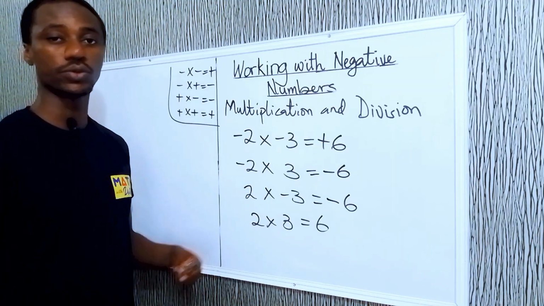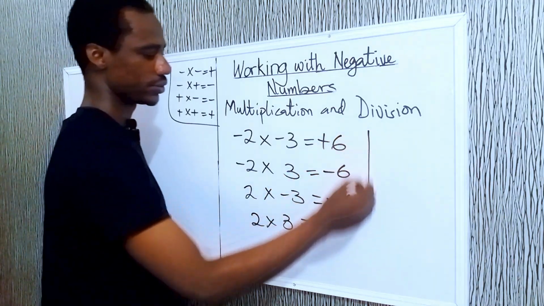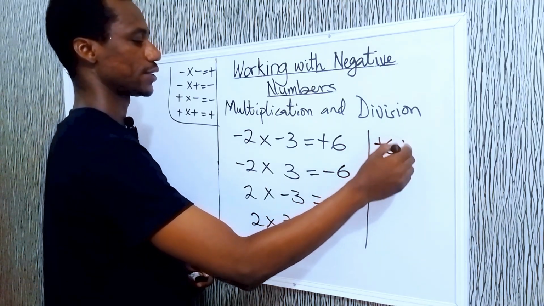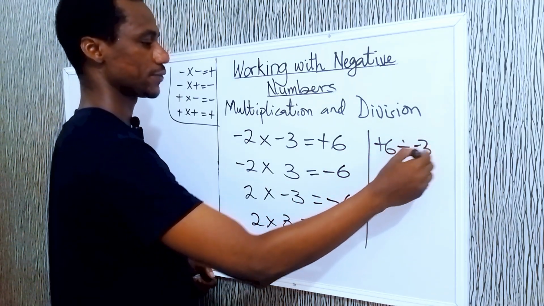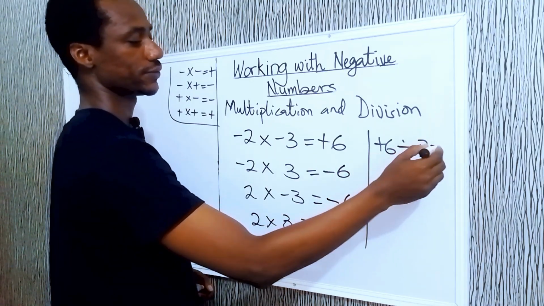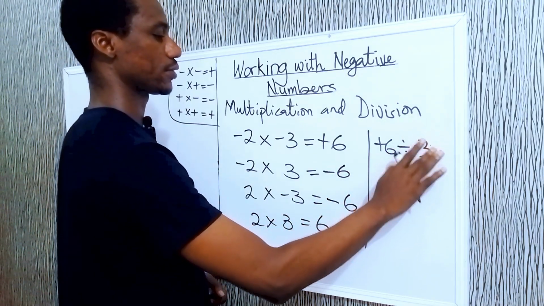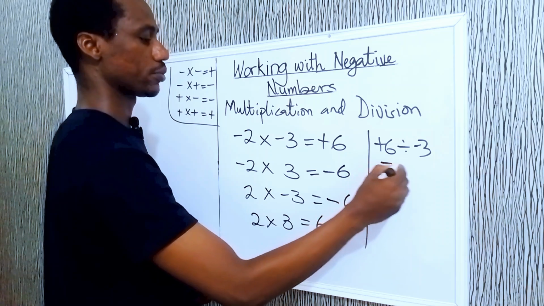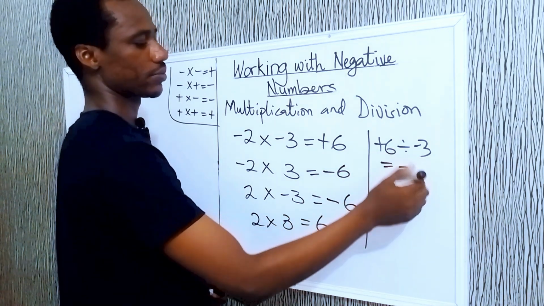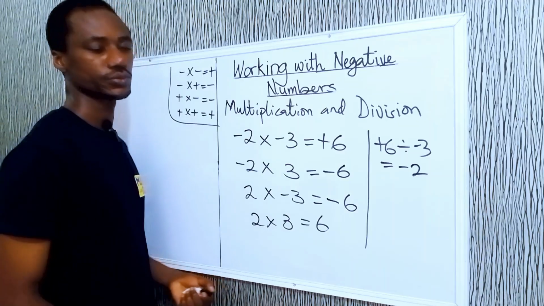And I told you the same thing works for division. So let's do the division. So if I have positive 6 divided by negative 3. So positive divide negative is negative. Okay, that would be too small. So it's negative. Positive divide negative is negative, and then 6 divided by 3 is 2.